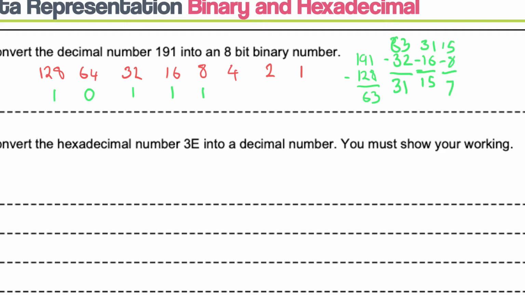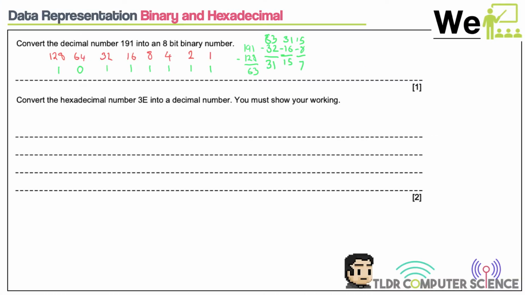And for the last bit here, 4. Does that go into 7? Yes. You now need to account for that. So 7 take away 4, leaving you with 3. Can 2 fit into 3? Yes. 3 take away 2, leaving you with 1. And then finally the 1 there. Great. Let's look at the next question.